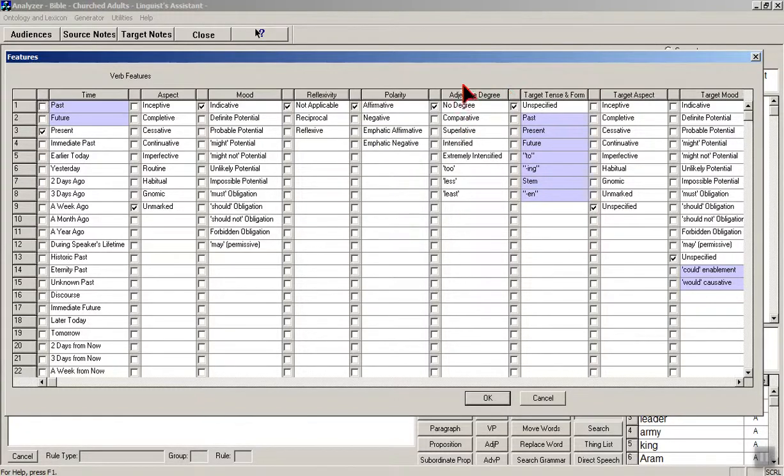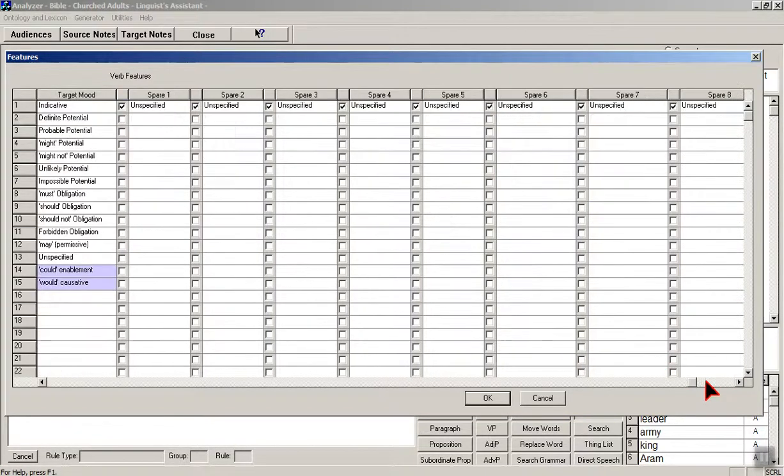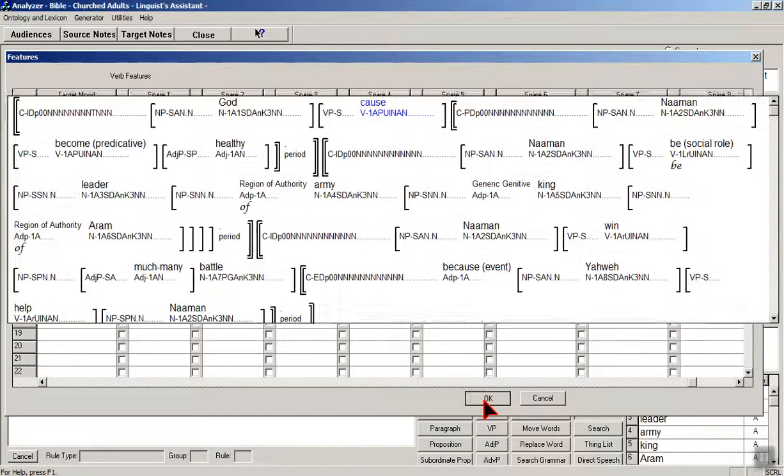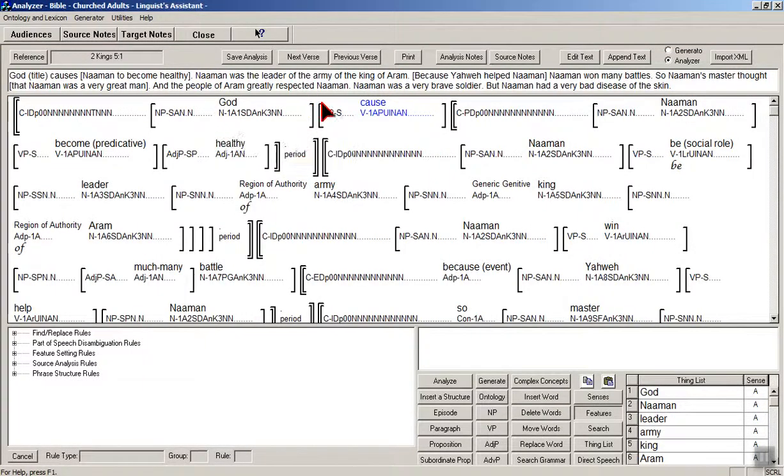I'm not actually sure what these do here, but did too much. That's something I would use, or less. Okay. Don't worry about target aspect and target mood, so forget all of those things. Okay, so those features are fine for cause.